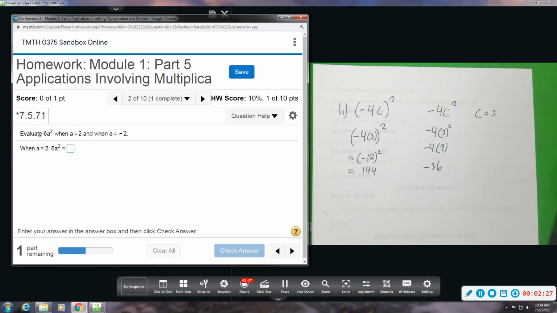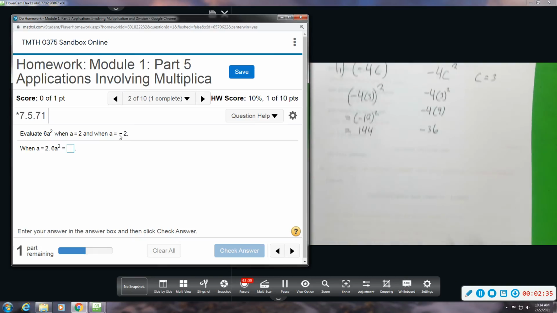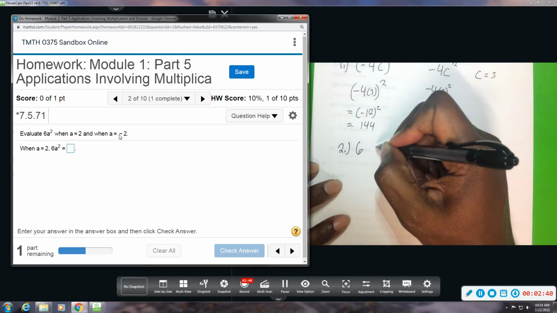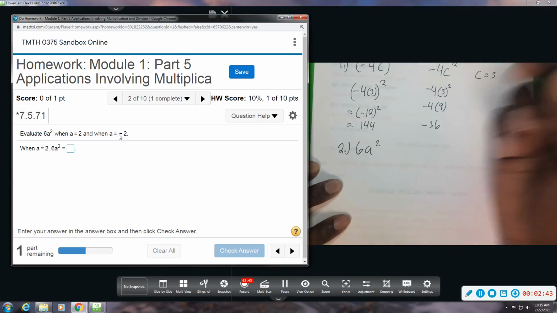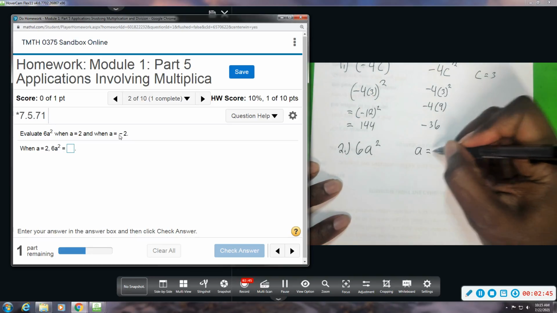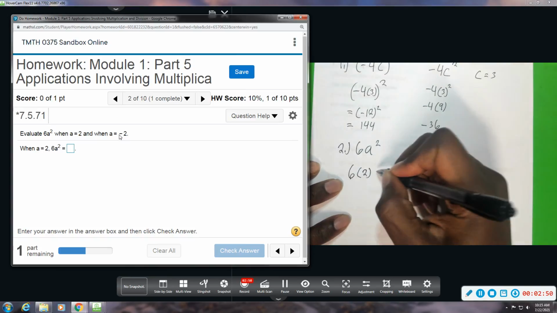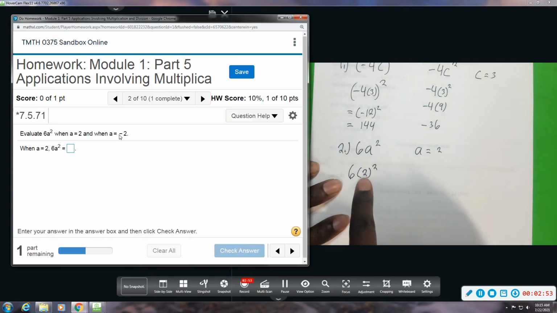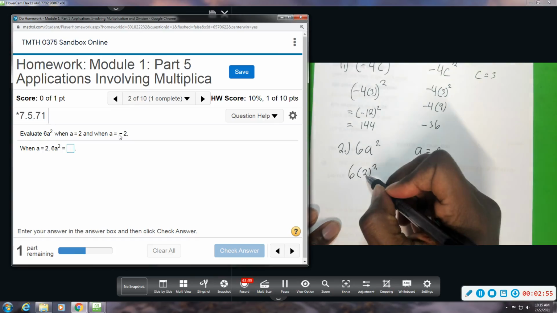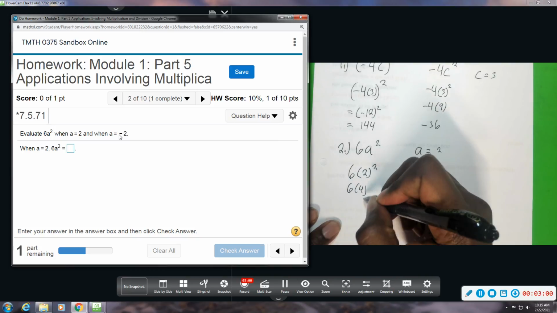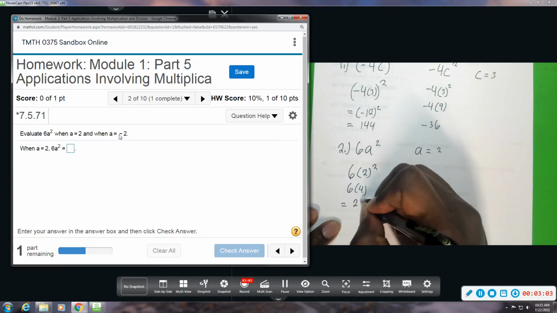Okay, number 2, we're going to evaluate 6a squared when a equals 2 and when a equals negative 2. So same idea, we're going to solve the problem 2 times. We have 6a squared. All right, so first we're going to let a equal 2. So we're going to do 6, replace a with a 2 squared. Anytime I plug in something, I'm going to put in parentheses. 2 squared first will give me 4. So I have 6 times 4, and then that gives me 24.